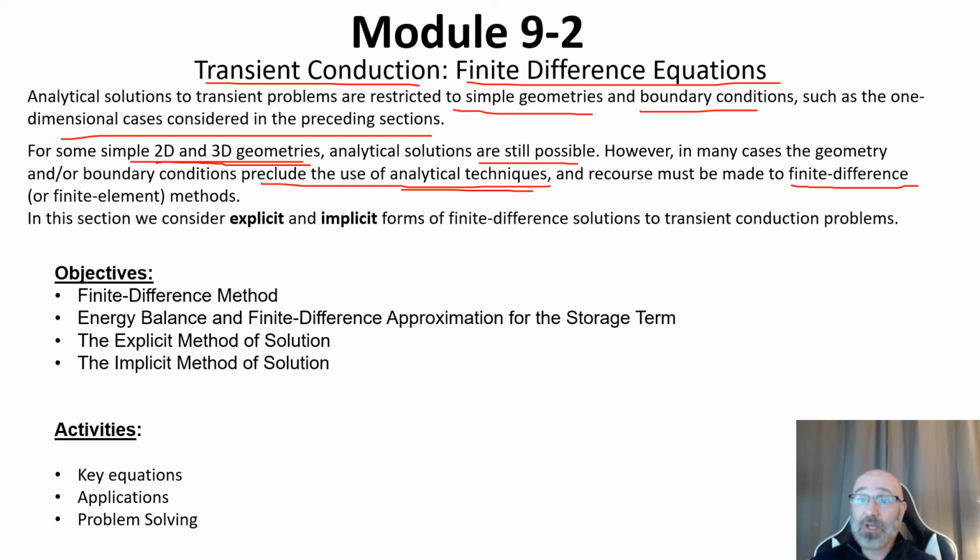In this section, module 9.2, we're going to take a look at some explicit and implicit forms of the finite difference solutions for these transient conduction problems. We'll look at the finite difference method, talk about energy balance and the finite difference approximation for the storage term, and we'll also look at the explicit and implicit methods of solution. We'll go over the theory of all these topics, talk about our key equations, go through some practical applications, and then actually go through some problem solving together as well.